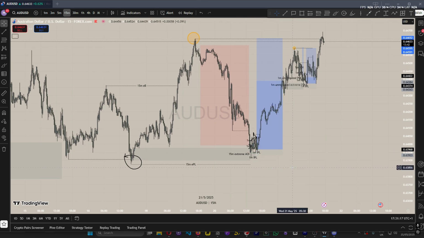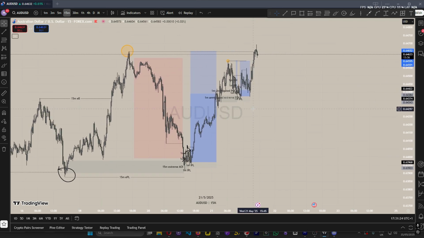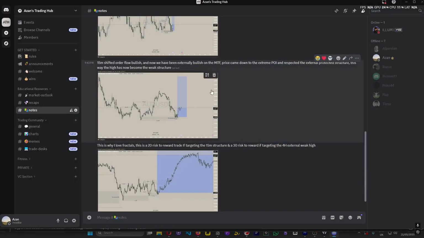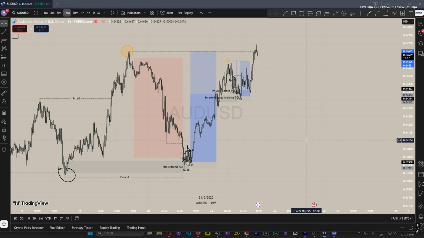We've got to change of character on the 1 minute time frame, get a sniper entry, and then you target the weak structure. Okay, and then I'll quickly go over today as well, because today was actually a rough one, unfortunately. So of course I had my buys planned out, and I was expecting, like I said, tomorrow should be a good day. So continuations, reversals, or fractals. All right. Now, there weren't any great fractals, so I was trying to get reversals.